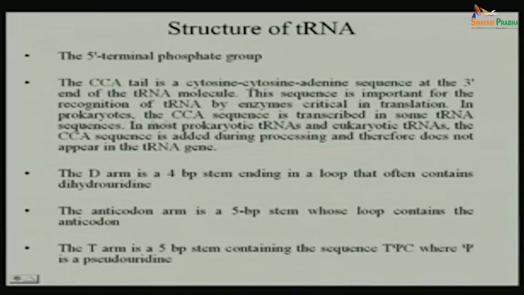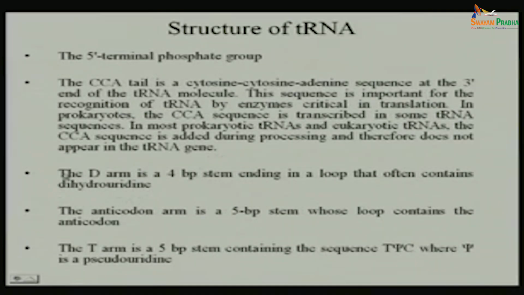In prokaryotes, the CCA sequence is transcribed in some tRNA sequences. In most prokaryotic tRNAs and eukaryotic tRNAs, the CCA sequence is added during processing and therefore does not appear in the tRNA gene.